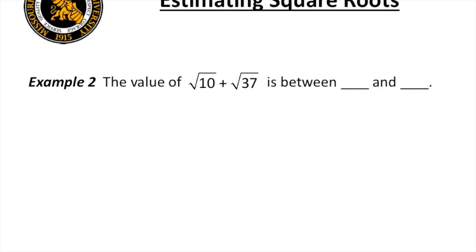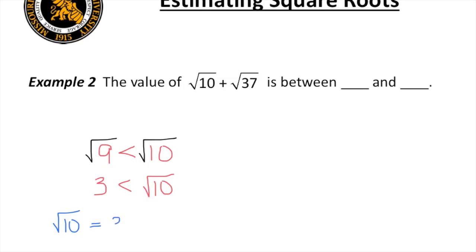In example 2, we're asked to estimate the value of a sum of 2 square roots. Consider the square root of 10. Since 10 is not a perfect square, we look for the perfect square that is closest to 10. 9 is the perfect square that's closest to 10, and it is just a little bit smaller than 10. Since 10 is just a little bit bigger than 9, the square root of 10 is just a little bit bigger than the square root of 9, which means that the square root of 10 is just a little bit bigger than 3. So you can think of the square root of 10 as 3 plus a little bit, just a small amount.